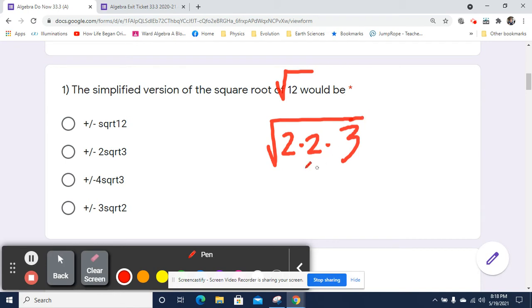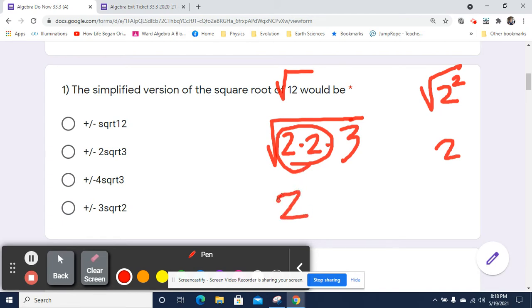Well, 2 times 2 is just 2 squared, or 4. So we can actually pull that out of square root jail. And 3 is going to have to stay in the square root jail. So 2 times 2, the square root of that is basically the square root of 2 squared. The square root of that will be 2. So we'll take this outside of the square root, and that'll be 2 root 3.